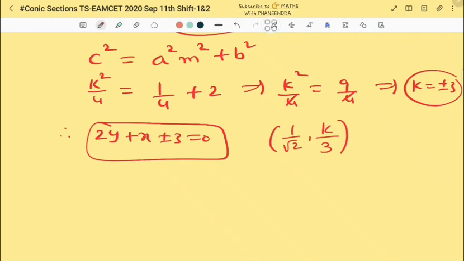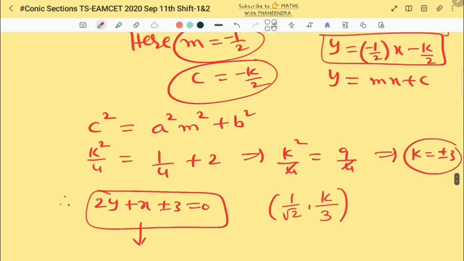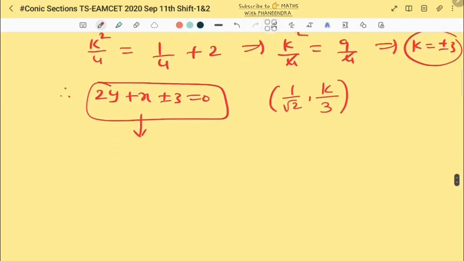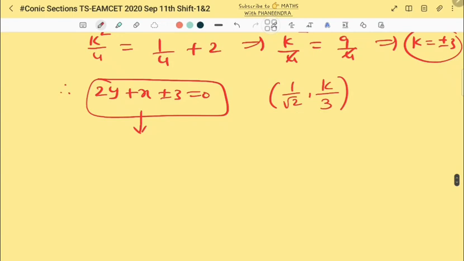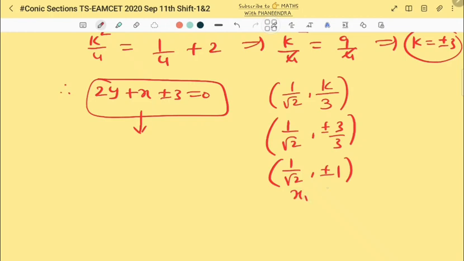Otherwise, from here only, whenever it is a tangent equation, this slope is what? Minus 1 by 2 only, no? So the normal equation passes through this point. K value, what we got? Plus or minus 3. So this point will become 1 by root 2 comma plus or minus 3 by 3. So that's 1 by root 2 comma plus or minus 1. This is x1, this is y1. Slope m is equal to minus 1 by 2.